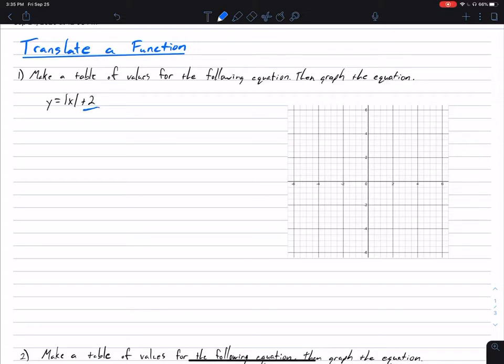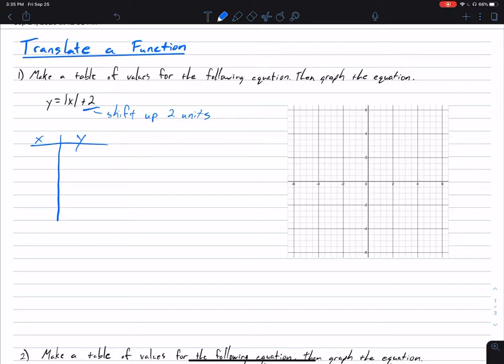Now, we'll get into the formula a bit later, but that plus 2 being outside the absolute value means that this is going to be a shift up 2 units. So your normal parent function, y equals absolute value of x, is going to be shifted up 2 places because of that plus 2. To make a table, you're going to make an xy table, and we'll come up with 5 numbers.